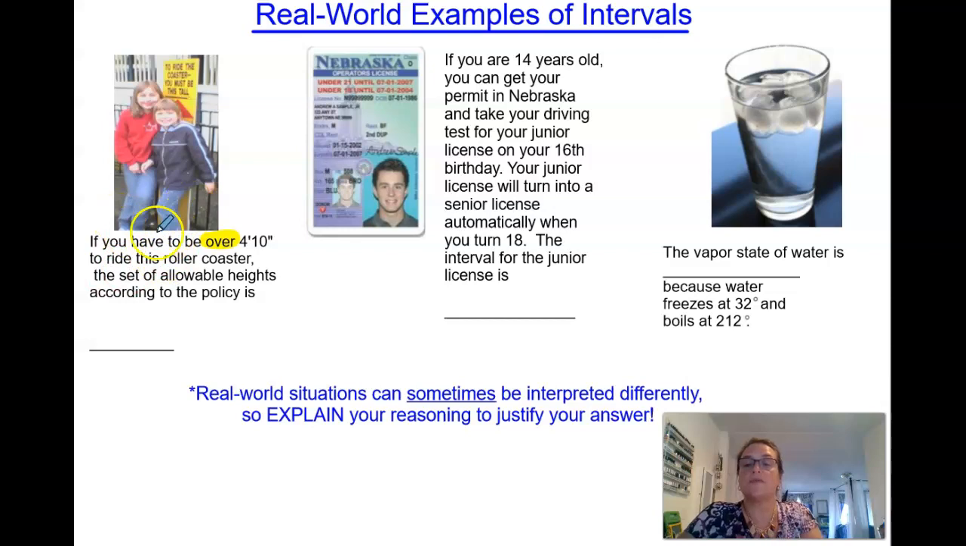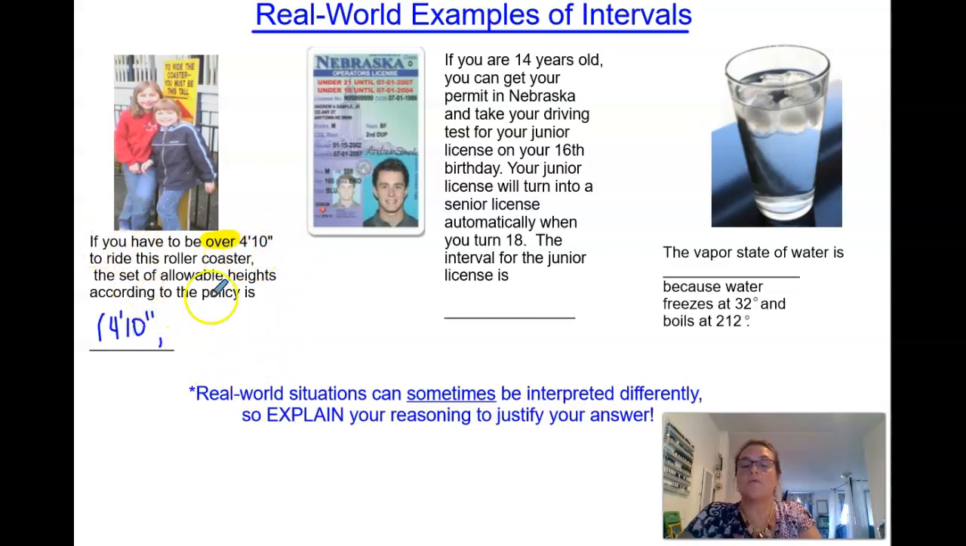So in the first one, if you have to be over 4 foot 10 inches to ride the roller coaster, what is the set of allowable heights according to this policy? The key word there is over. Over means it's not including the 4 foot 10 inches. So that interval would need to start with a parenthesis because the 4 foot 10 inches is non-inclusive. So 4 foot 10 inches, comma.